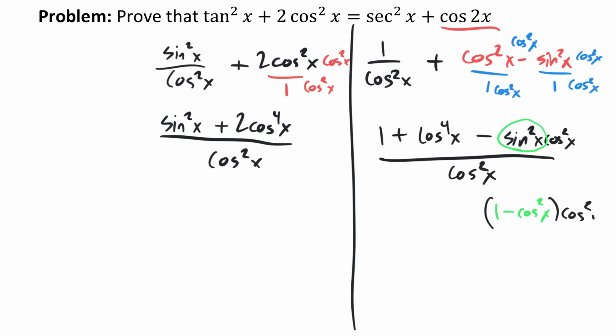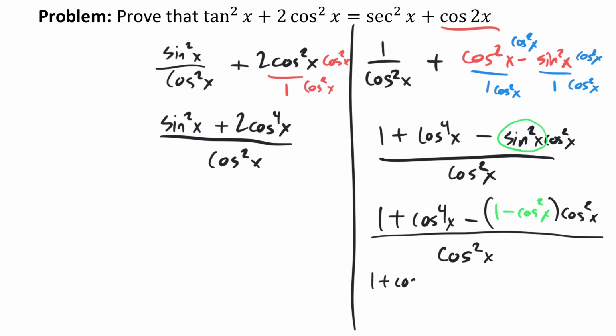Here we've got cos squared x, 1 plus cos to the 4x over cos squared x. Now if I multiply that out, I get 1 plus cos to the 4x minus cos squared x plus cos to the 4x all over cos squared x. Oh, this is looking promising. Let's keep working.